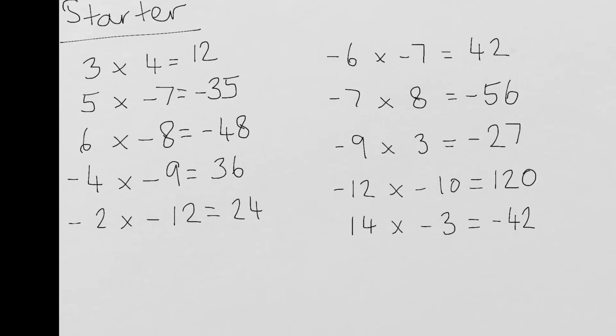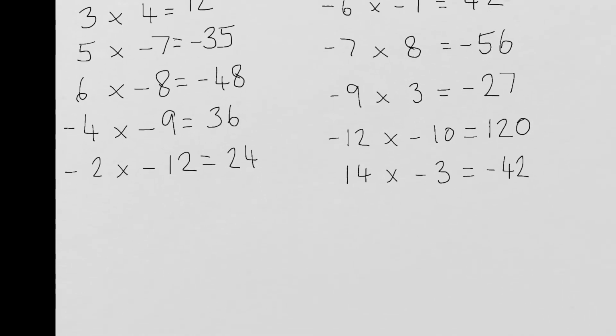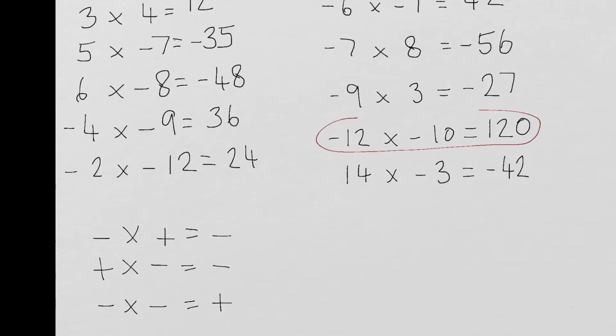Just as a quick recap, when you've got one negative and you're multiplying it by one positive, it doesn't matter which order those are in, you will get a negative answer. And when you are multiplying two negatives together, that will generate a positive result. Examples of those here: minus 12 times minus 10. That was two negatives, which gives a positive answer.